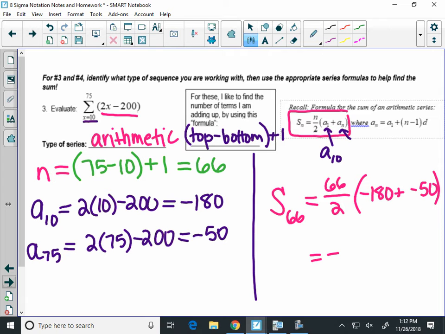What did you get? Yep, did you get that? Negative 7,590? All right, good. So let's do one more medium way. Then we'll switch gears and then I'll show you the shortcut.